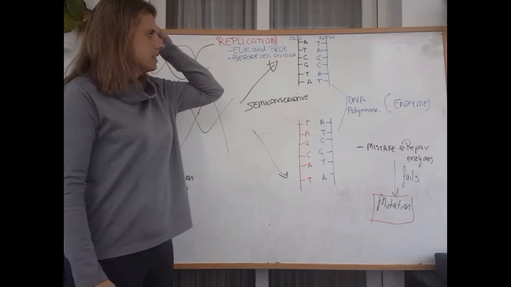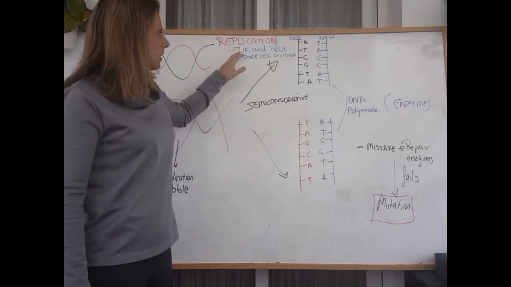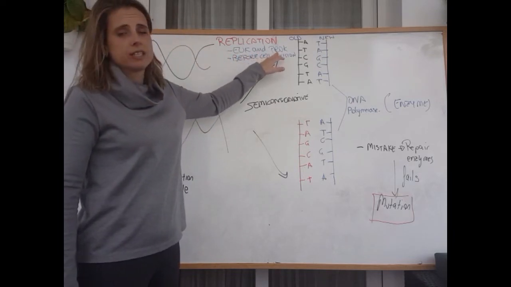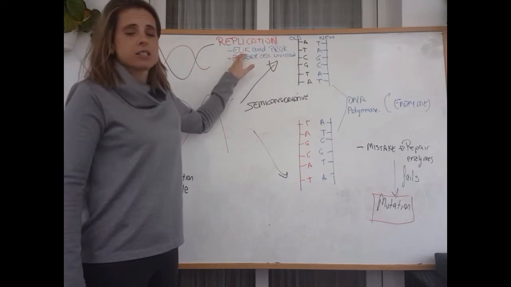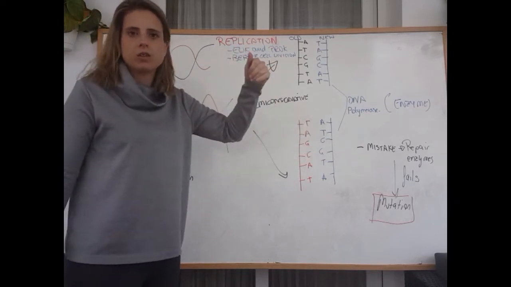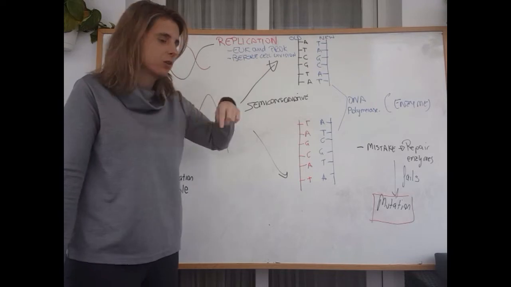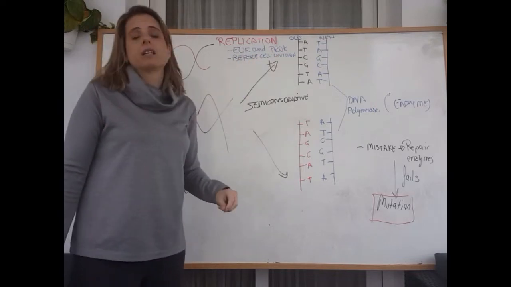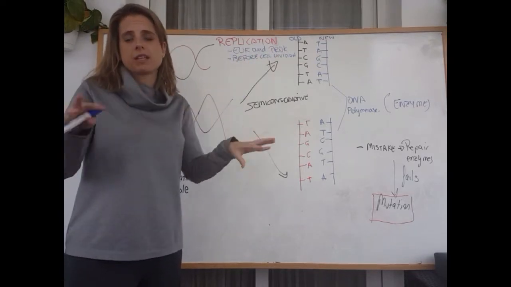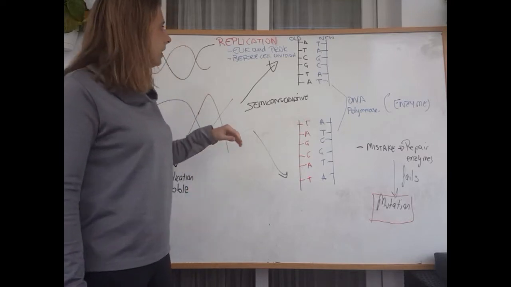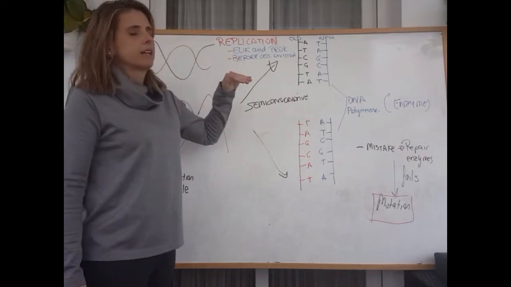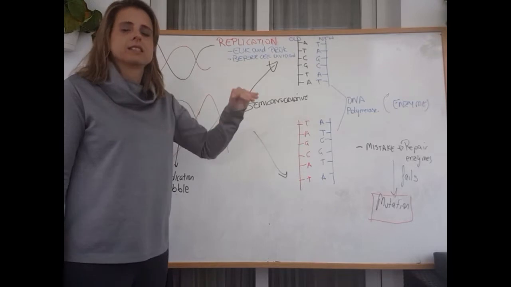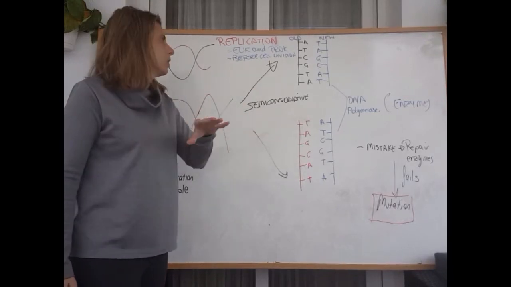So this process is going to happen both in eukaryotic cells and prokaryotic cells. In eukaryotic cells, it's going to happen where? Inside the nucleus, right? Because we have a nuclear envelope. And in the prokaryotic cells, it's going to happen in the cytoplasm. Okay? And as I told you, it happens before cell divisions, mitosis or meiosis.